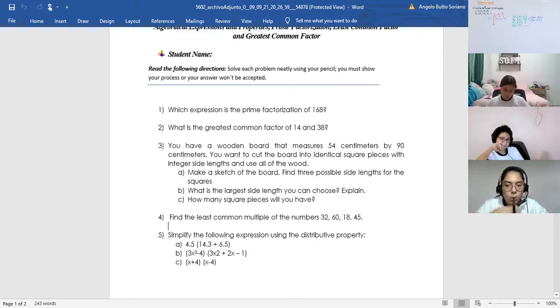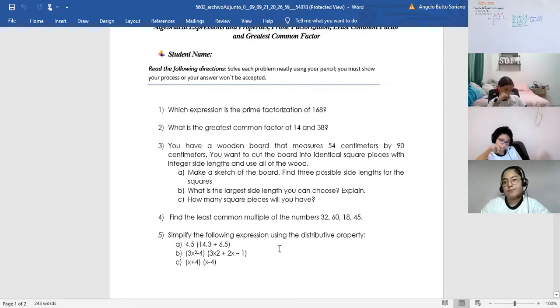Okay. So, when I ask you the largest side length, that will be the number with the highest frequency. Okay. And something like that. So, in problem number 4, find the least common multiple of the numbers 32, 60, 18, and 45.